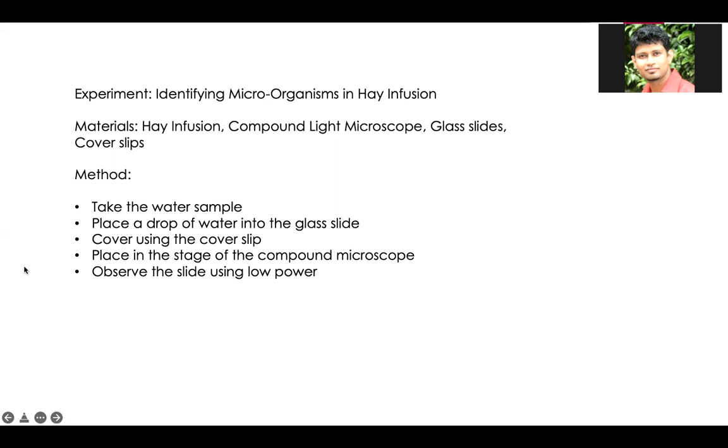The method is you just take a water sample, and that is your hay infusion. Place a drop of water on the glass slide and cover it using the cover slip. Then place it on the stage of your compound microscope. The stage is the place where you put these slides, right? I'll show you. Observe the slides using the low power of that microscope. So please write down this.